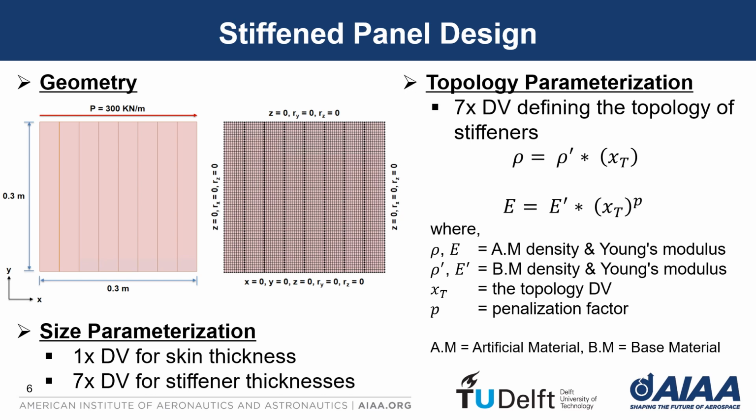The number of stiffeners is parameterized by assigning a topology design variable to each stiffener. This variable can vary between 0 and 1 and is used to calculate the properties of the artificial material assigned to that stiffener. During the optimization, if this variable becomes 0, then the contribution of that stiffener in determining the mass and stiffness of the panel is lost. It is considered an inactive or ghost stiffener. The stiffener is considered fully active when this variable becomes 1.